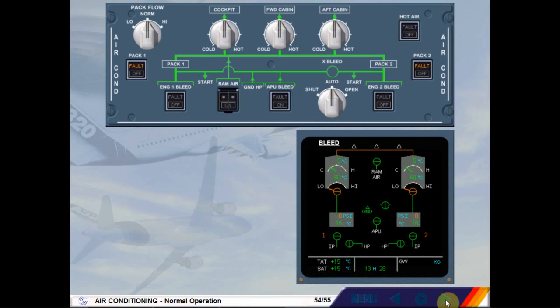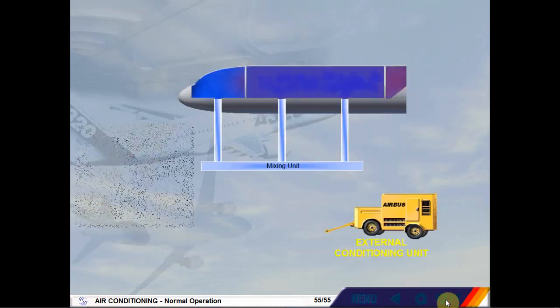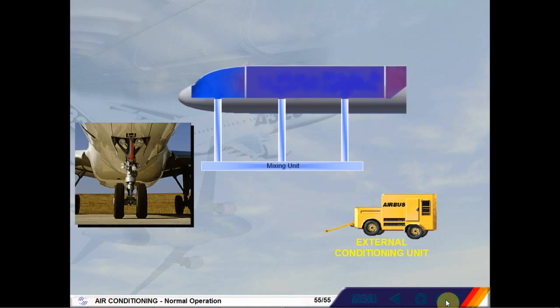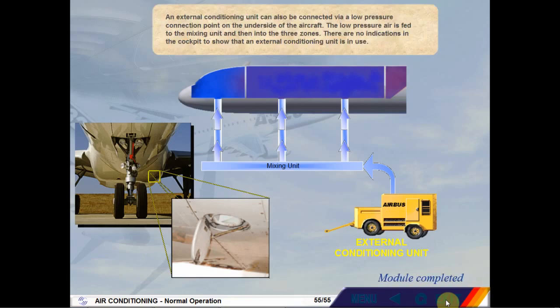After landing and engine shutdown, the system can be set to run from the APU or switched off completely. An external conditioning unit can also be connected via a low-pressure connection point on the underside of the aircraft. The low-pressure air is fed to the mixing unit and then into the 3 zones. There are no indications in the cockpit to show that an external conditioning unit is in use.